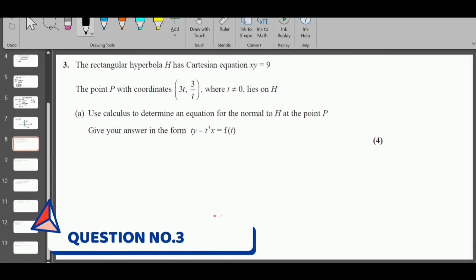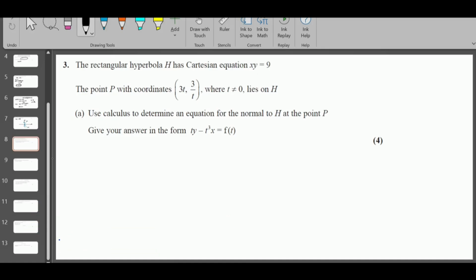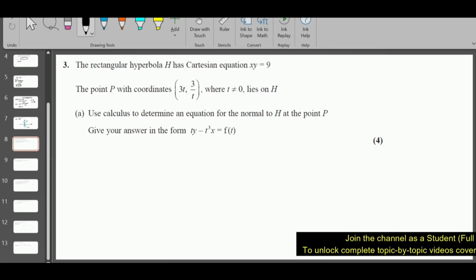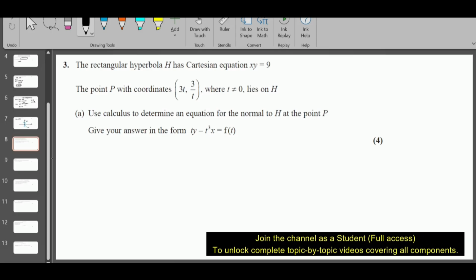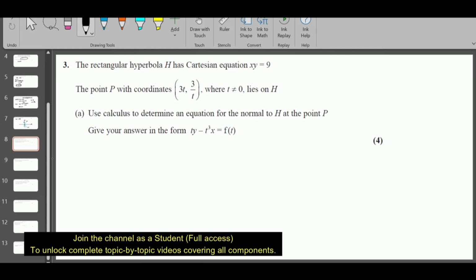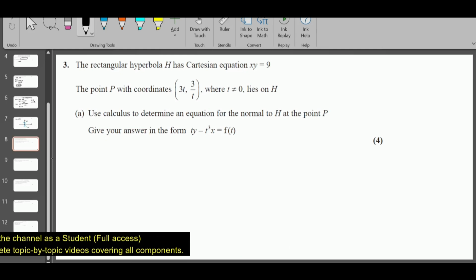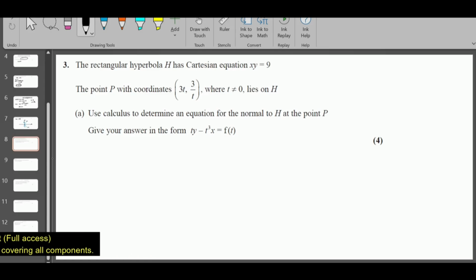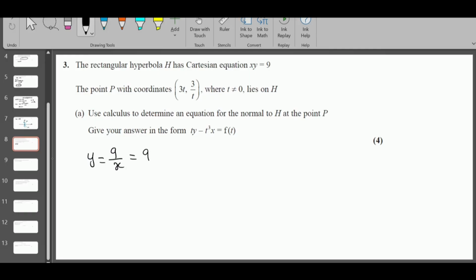Let's look at question number 3 now. The rectangular hyperbola H has equation xy is equal to 9. The point P with coordinates 3t, 3 over t, where t is not equal to 0, lies on H. Use calculus to find the equation of the normal at P. First, you need to differentiate the function. Write it as y is equal to 9 over x, or 9x power minus 1. dy over dx is minus 9x power minus 2, right?